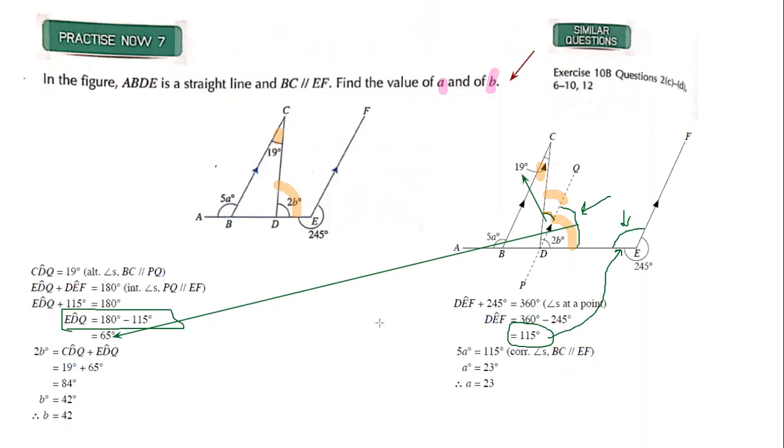So in order to find 2b, we would just do what? We would just add both the values, which is here, you can see, and that gives us 84. So 2b equals 84, but we need to find the value of b. So divided by 2, you will get the answer, which is 42 degrees. So we have both the values here. For A, it is 23, and for B, it is 42 degrees.